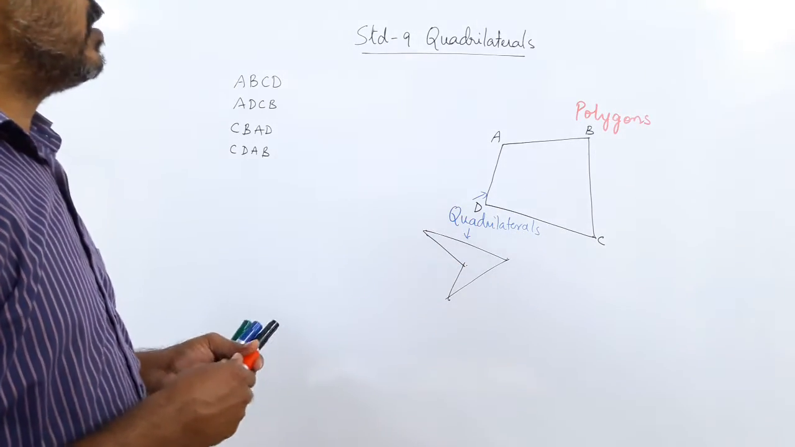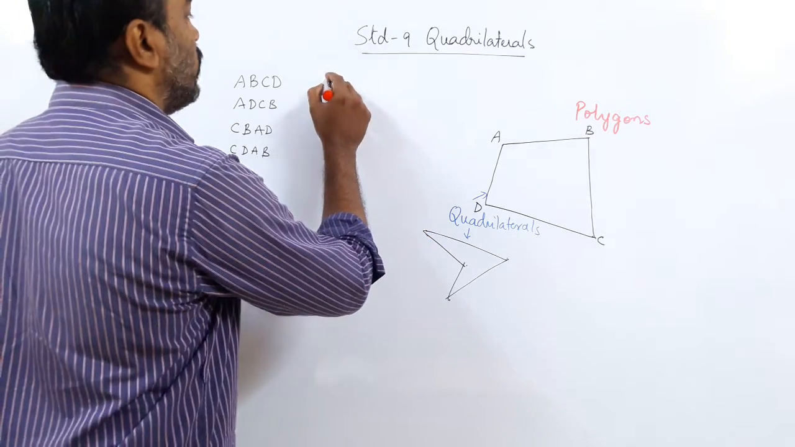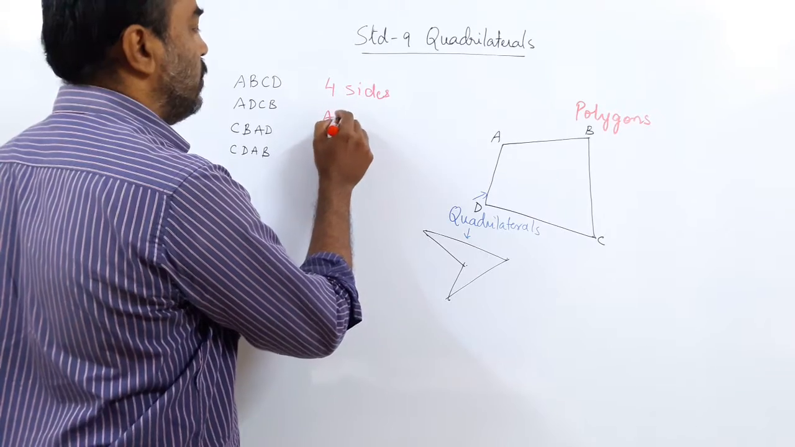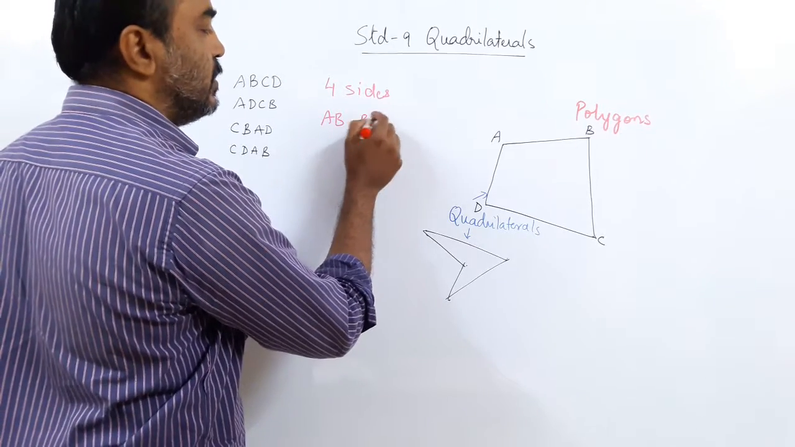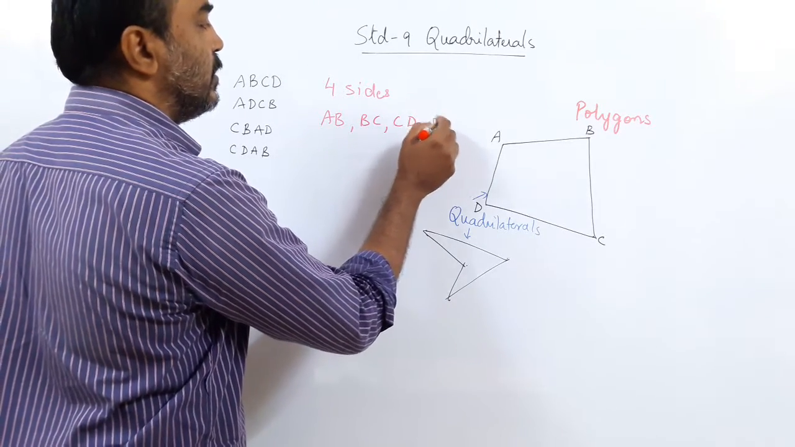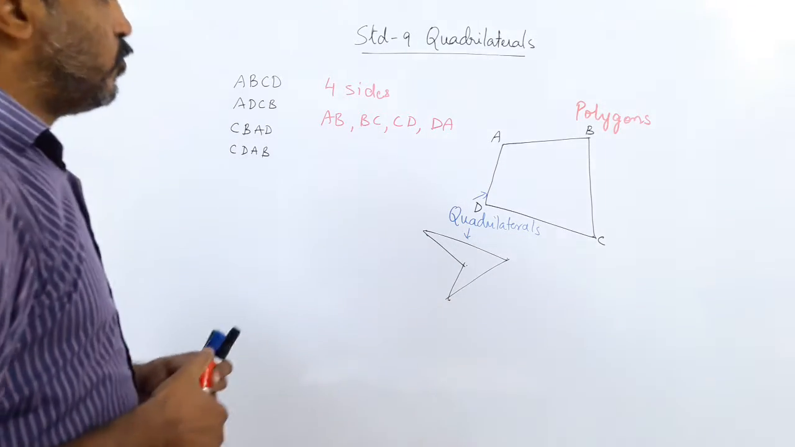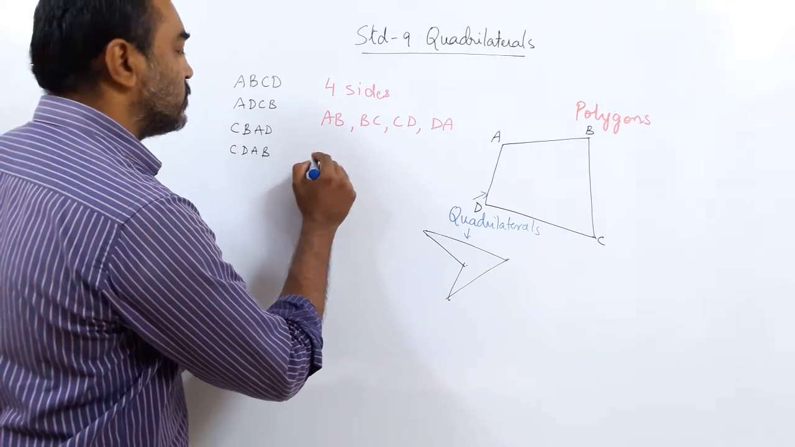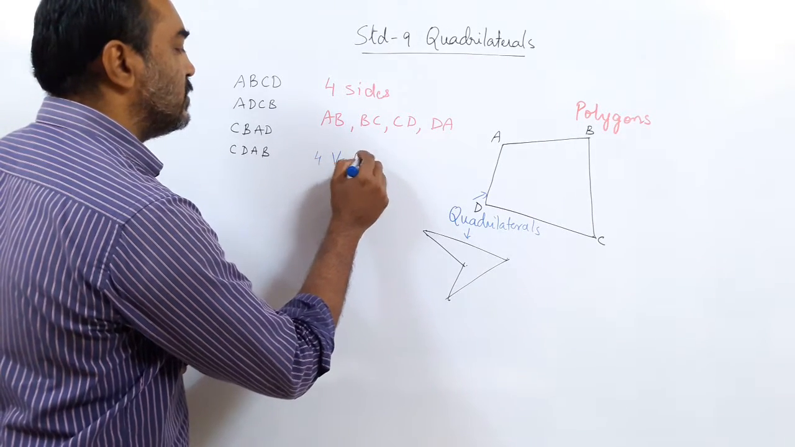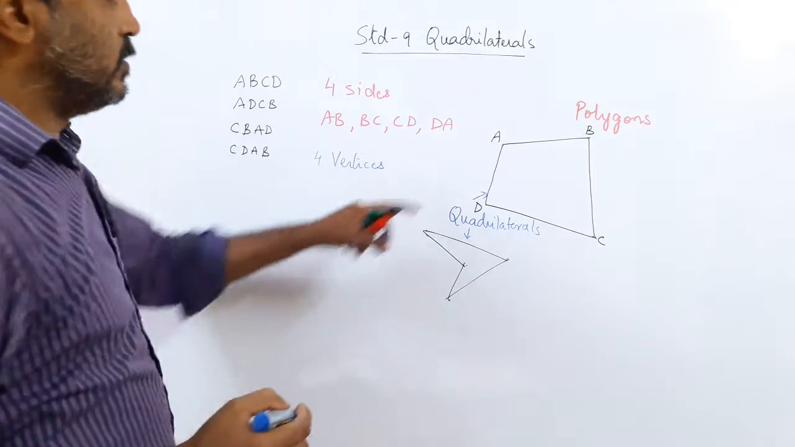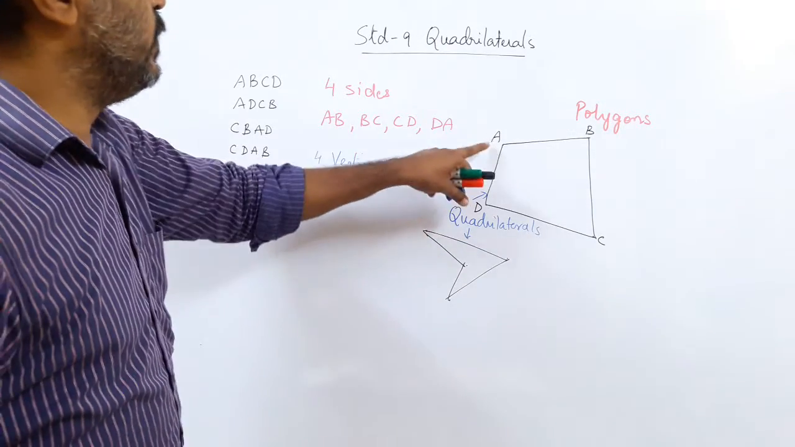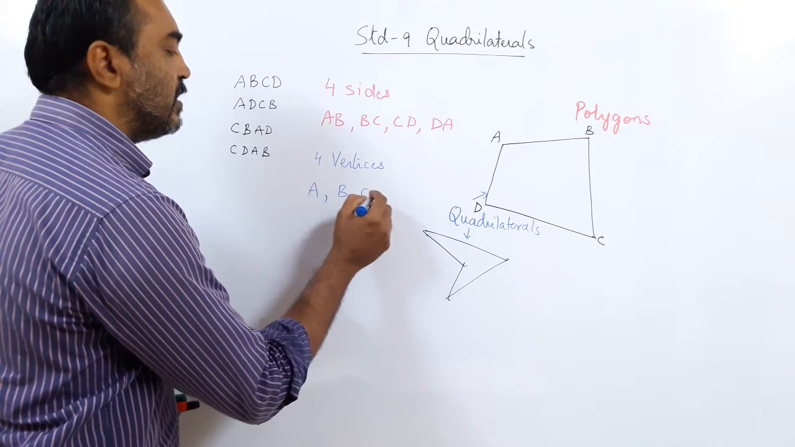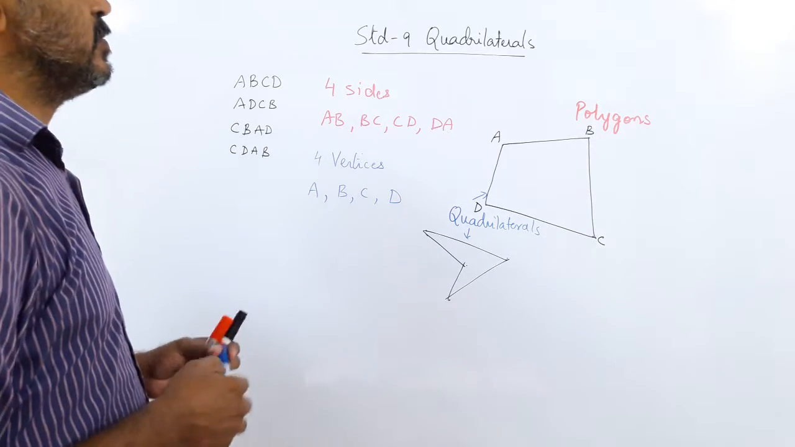Now let us see what the quadrilateral has. It has got 4 sides. Which are the 4 sides? AB, BC, CD, DA. There are 4 sides to the quadrilateral. It has got 4 vertices. What are vertices? The endpoints. So DA and BA both end at point A. So A is a vertex, B is a vertex, C is a vertex, D is a vertex.